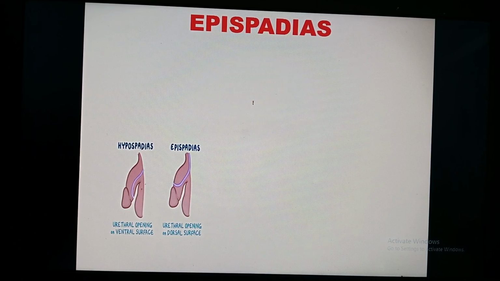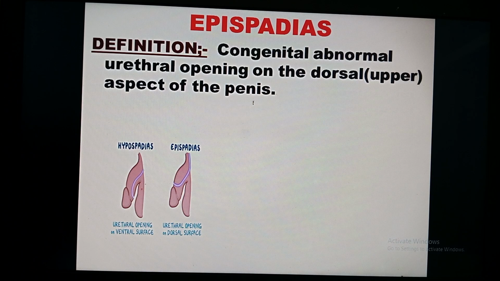Okay, student, today we will discuss one more disorder, that is epispadias. In a previous video, we discussed hypospadias. So, what is epispadias? Epispadias is a congenital abnormal urethral opening on the dorsal aspect of the penis. Dorsal aspect means the upper part of the penis. In the last video, we saw hypospadias, that is the lower part of the penis.